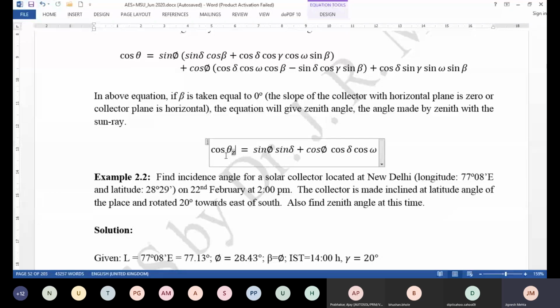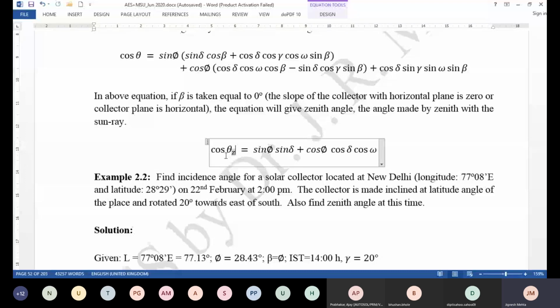So you can do this very simple exercise. Put your beta equal to 0 degrees and see how the formula changes. Basically, this gives you a formula for theta z, that is, the zenith angle. So if you have to calculate the zenith angle, this is the formula that you can use.